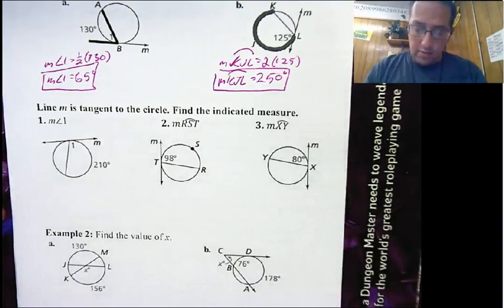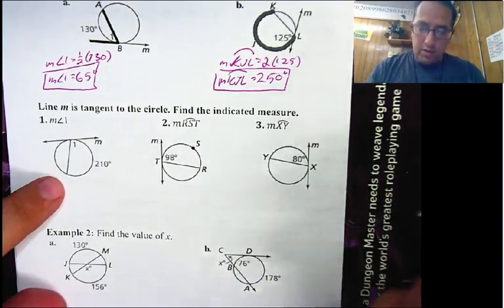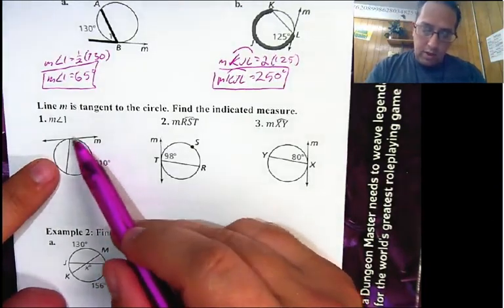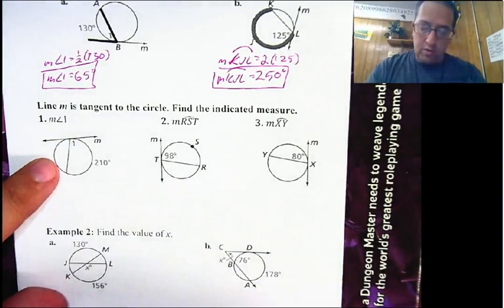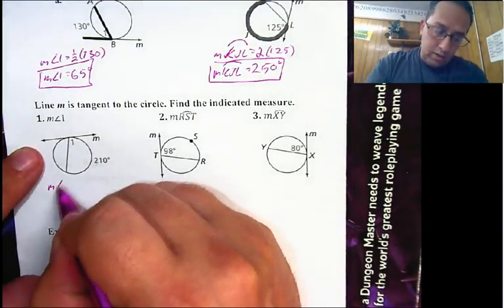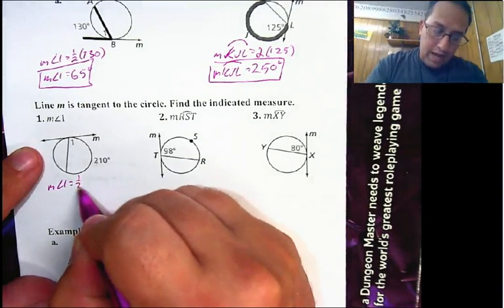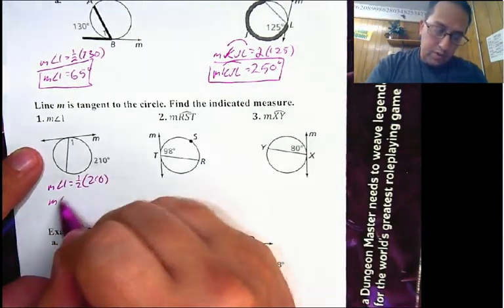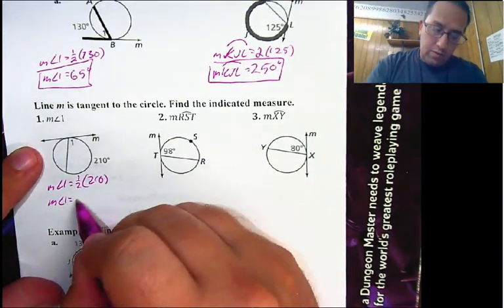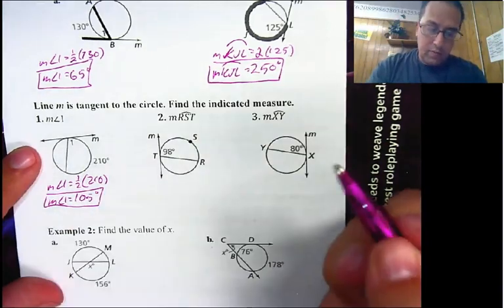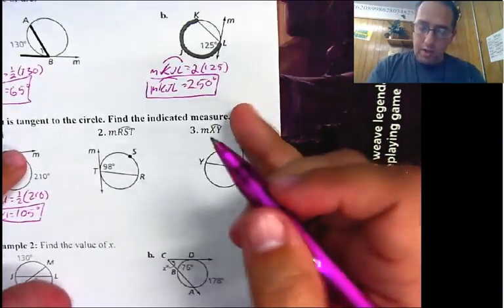All right, let's check your work. We need the measure of angle 1. Well, we see that angle 1 intercepts this 210 degree arc, right? So the measure of angle 1 is equal to 1/2 of 210. The measure of angle 1 equals, that would be 105 degrees. Just dividing by 2, that's it.